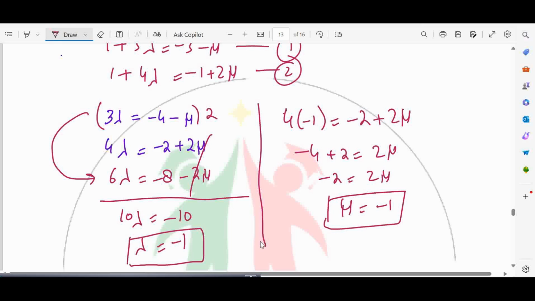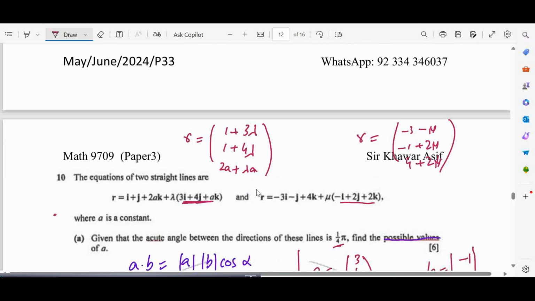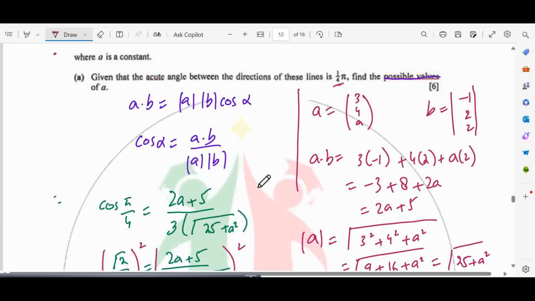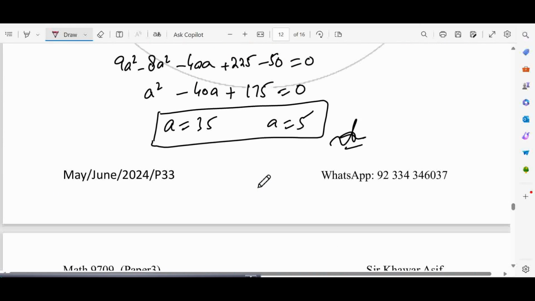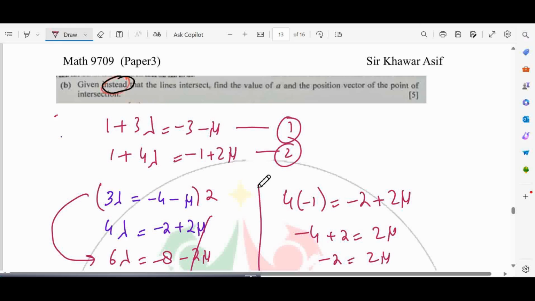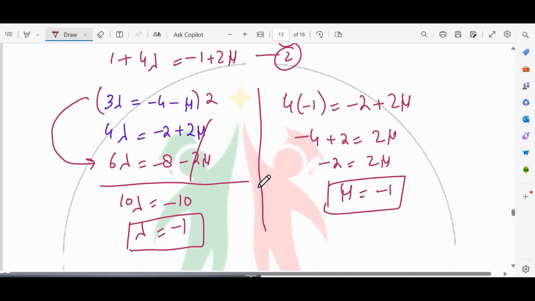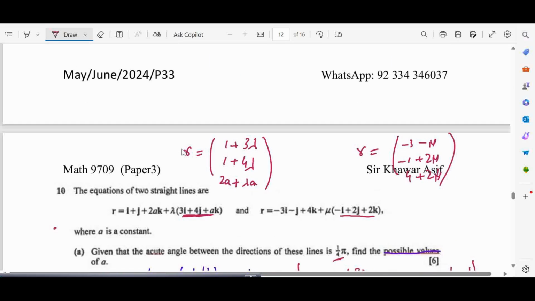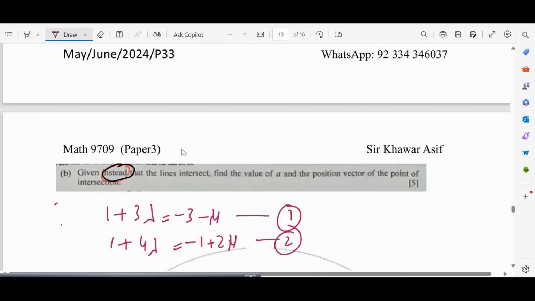Now lambda and mu we need to verify in the third one, and the x coordinate will be, the third one will be 2a plus lambda. We know the value of a was 5 and 32, but in this question they are saying find the value of a and the position vector of the point. So how can we find out the value of a? Just put it in the third one. By the way, the third one was 2a plus lambda. Now just put it in the third one.